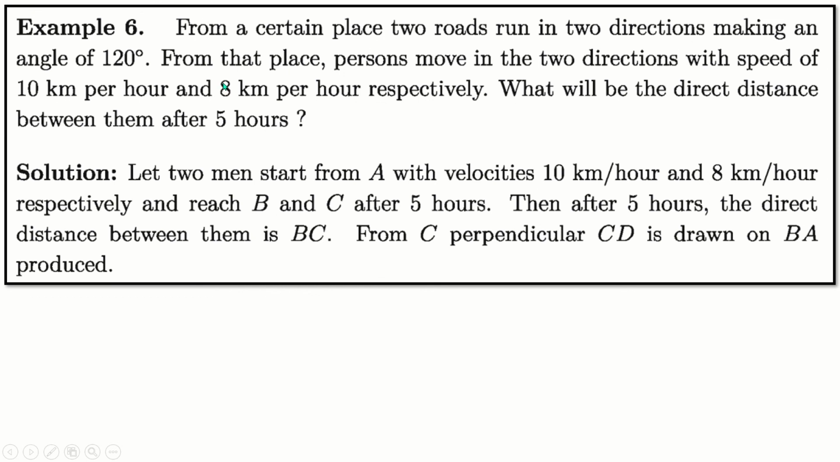Now example 6. From a certain place, two roads run in two directions making an angle of 120 degree. From that place, persons move in the two directions with a speed of 10 km per hour and 8 km per hour respectively. What will be the direct distance between them after 5 hours?